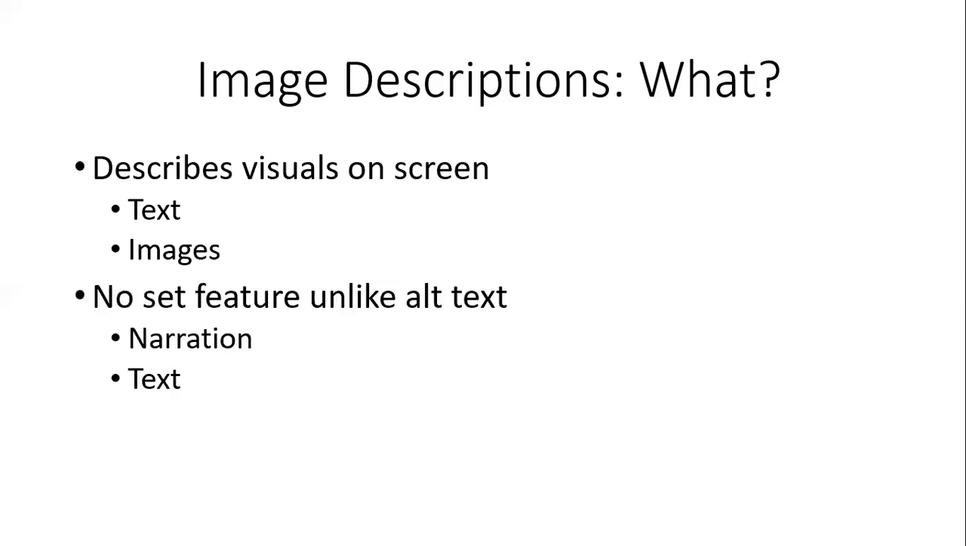For the purposes of this video, I distinguish alt text as the short version, which you use a built-in feature to add, and image descriptions as the version that has no set feature and is instead woven through the narration or text of whatever content is being presented, whether it's on a web page or in a video. Image descriptions are part of the content instead of the background, and everyone experiences them, not just people who are using screen readers.